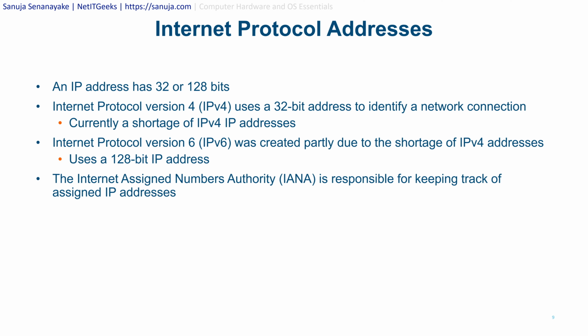So what we did is that we came up with a new IP version called IPv6 that uses 128-bit IP addresses that will give us way more than we need for current usage. The Internet Assigned Numbers Authority, also known as IANA, is responsible for keeping track of those assigned IP addresses for both IPv4 and IPv6.